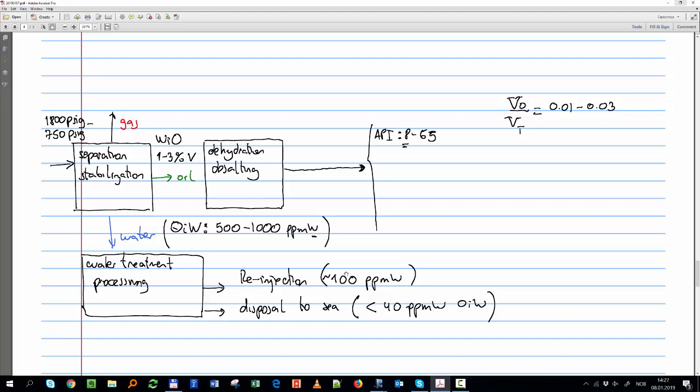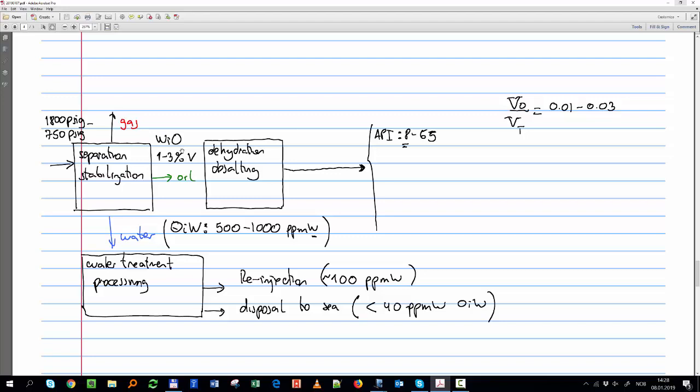You need only, and take that number with a grain of salt, I think it's around 100 ppm. Now we come to the oil, which is a bit simpler, and then we go with gas, and that becomes a bit more complicated.